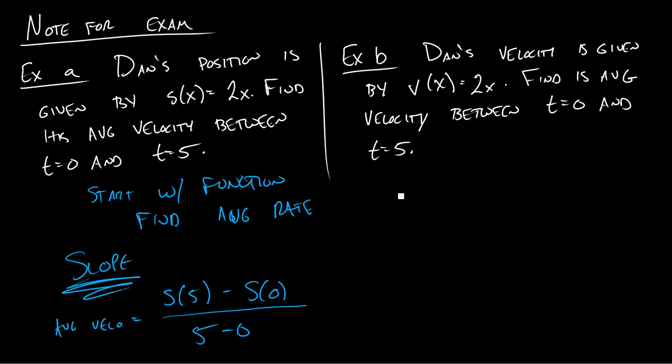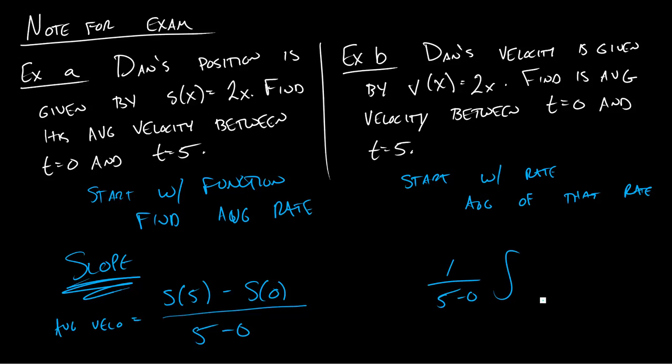Now in this one, we don't start with the distance function. We start with a rate, and we want the average of that rate. All right, so there's no reason that this would be a slope. This is just the same formula that we've been using in this section. So we'd want 1 over 5 minus 0 times the integral from 0 to 5 of v of x dx.